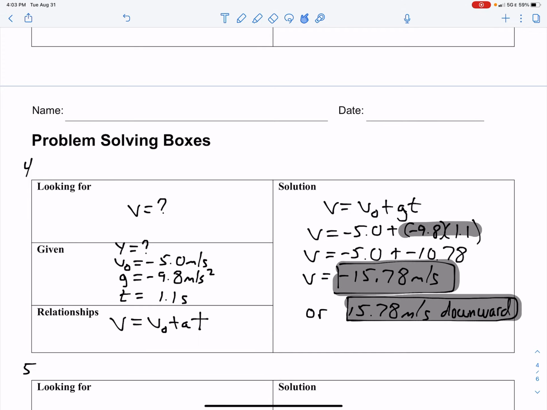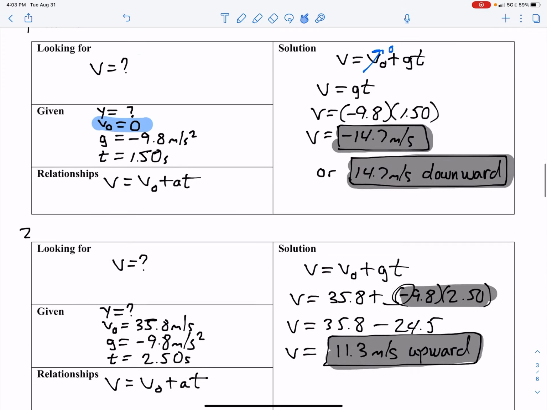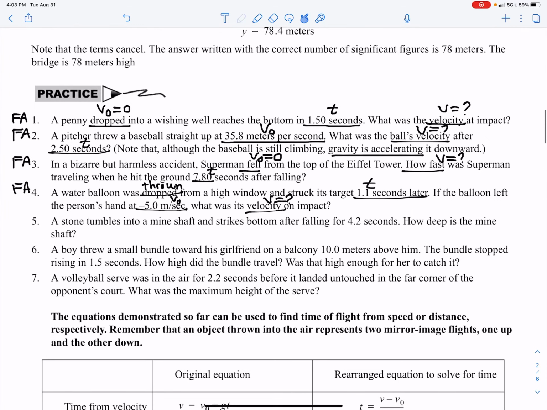Number 5. A stone tumbles into a mine shaft and strikes the bottom after falling for 4.2 seconds. How deep is the mine shaft? Well, tumbles is kind of a synonym for dropped. Since the stone is falling, gravity will accelerate it. Again, this is a free fall acceleration concept.